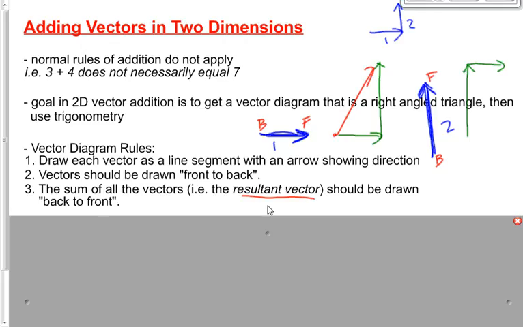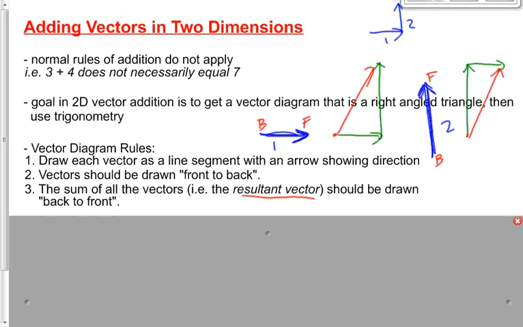The two vectors that we're adding together have to follow that second rule, but the sum of the vectors, the resultant vector, goes exactly opposite to that rule. It's drawn back to back and front to front. In other words, it's drawn from start to finish. What if I had drawn my vector diagram like this? Because I could have, that's legitimate. Then my resultant would look like this.